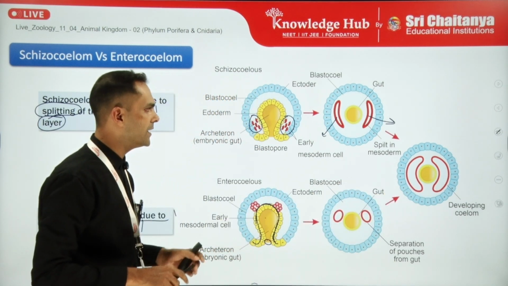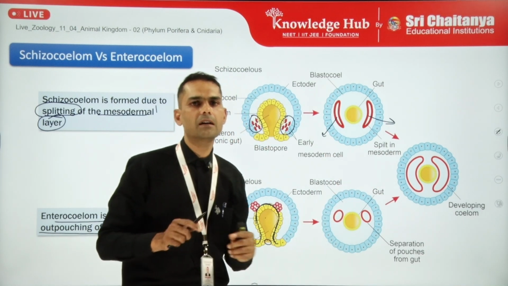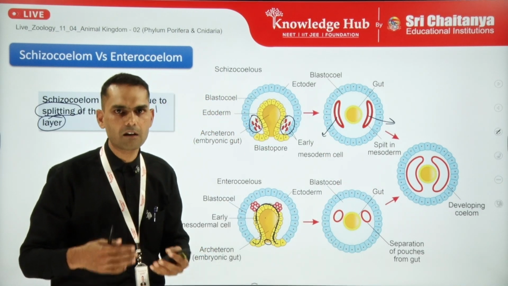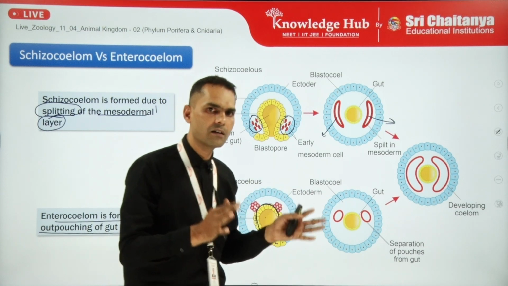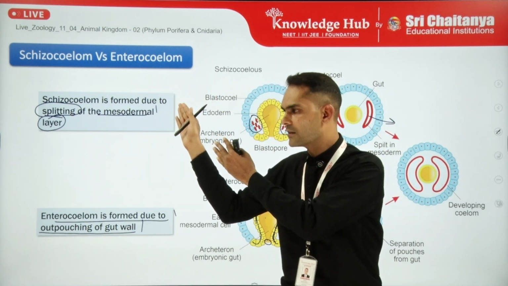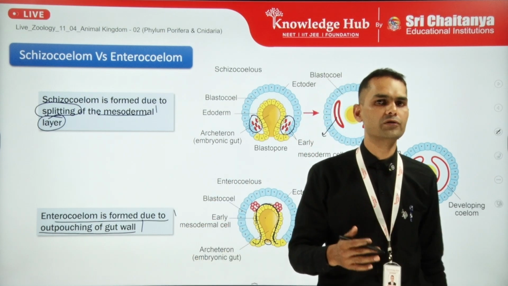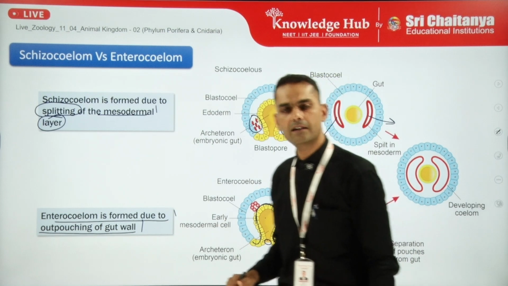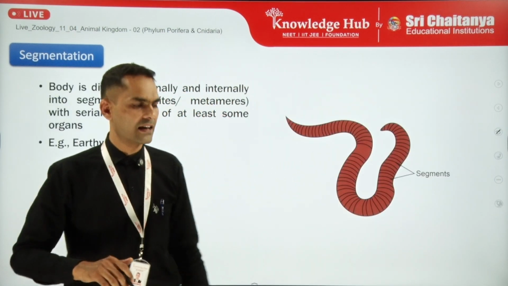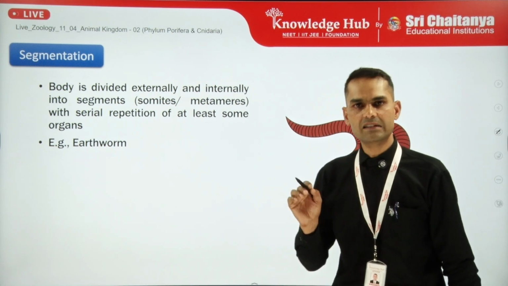So ultimately coelom is developing in both of these methods, but the starting or initiating method of developing the coelom is different, on the basis of which we have categorized them as schizocoelom if it is the mesodermal splitting method, or enterocoelom if it is outpouching of the gut layer. Right? Now moving to the next part, as we can see, the next basic phenomena is the segmentation.